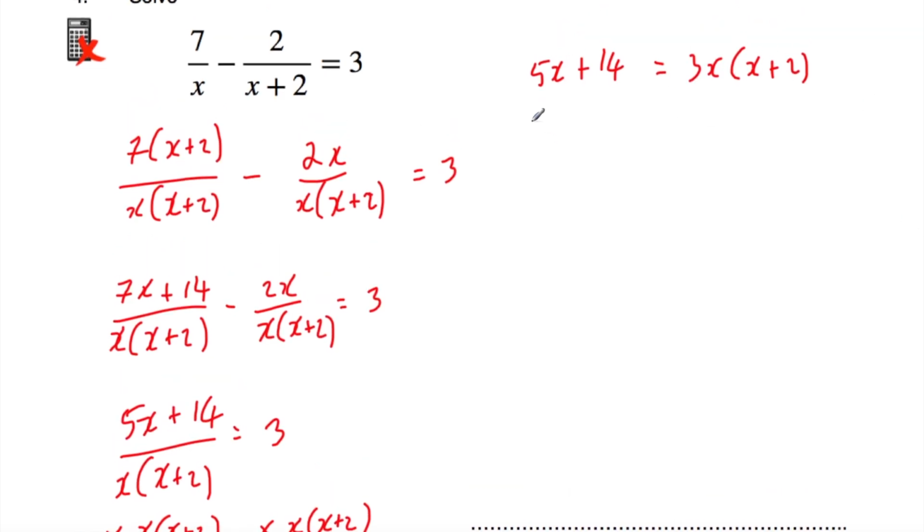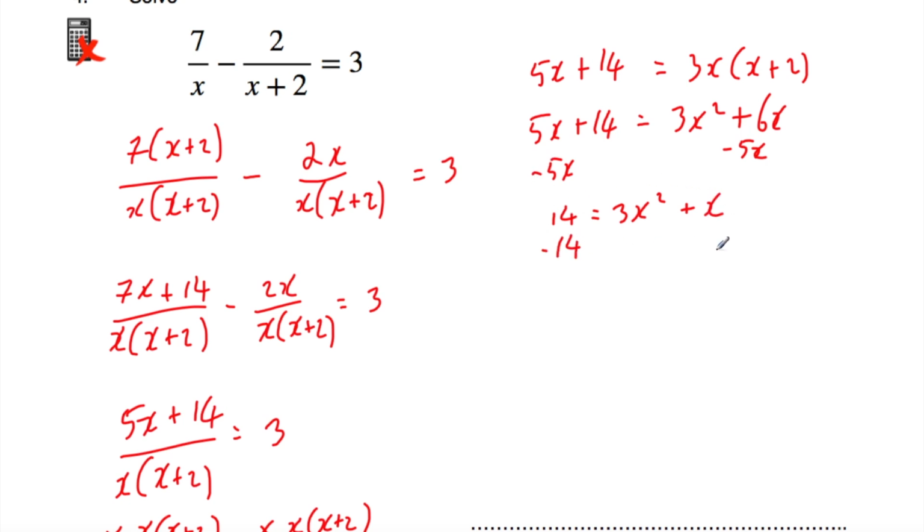So expanding the brackets, we've got 5x plus 14 on the left-hand side. 3x times x would be 3x squared, and 3x times 2 would be plus 6x. Just expanding those brackets. Now we're almost there. We want this to equal 0, so let's take away 5x's from both sides. On the left-hand side, we'll be left with 14. On the right-hand side, we'd have 3x squared. We had 6x's, we're taking away 5x's, so that's going to leave us with 1x, or just plus x. And then finally, we want to get rid of the 14, so let's take away 14 and take away 14. So we're going to get 0 equals 3x squared plus x minus 14.